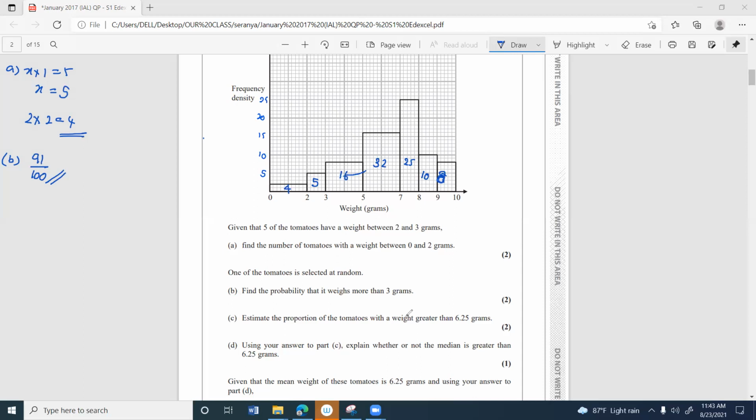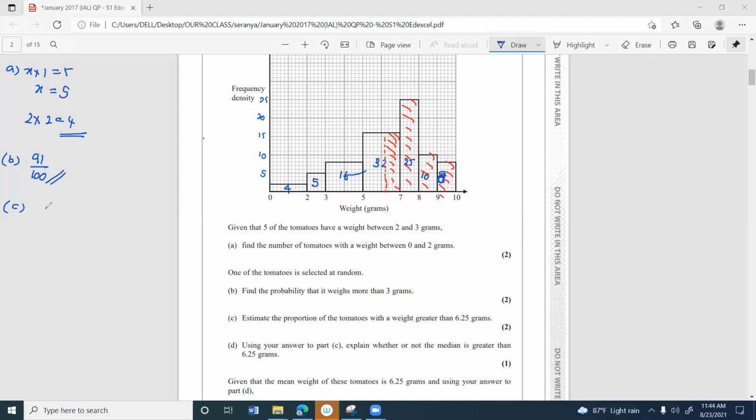Estimate the proportion of the tomatoes whose weight is greater than 6.25 grams. That is quite interesting. Now check where 6.25 grams is. I'll use a different color for that. 6.25 is somewhere here. You need to find the area over here. Altogether, the entire area should be counted. This is the proportion where it's more than 6.25.